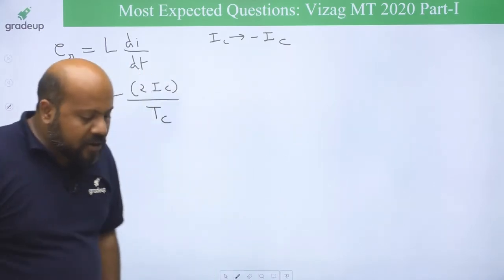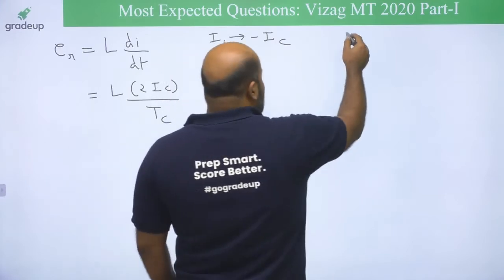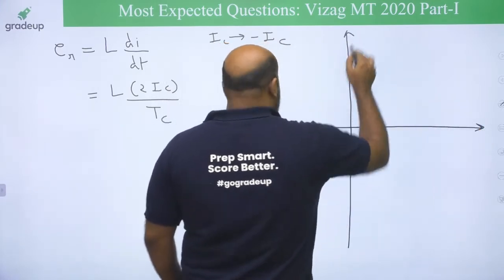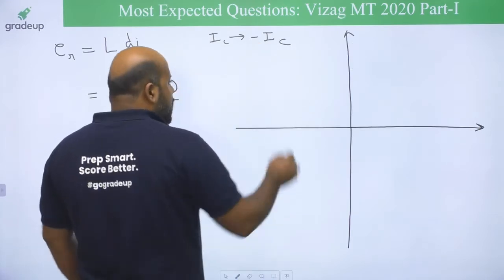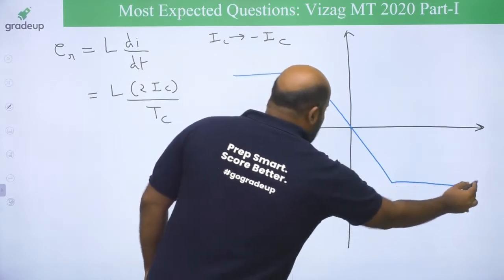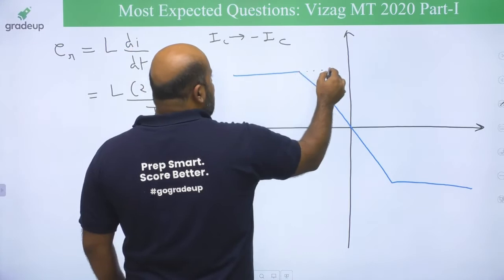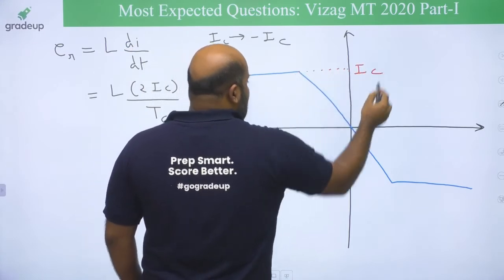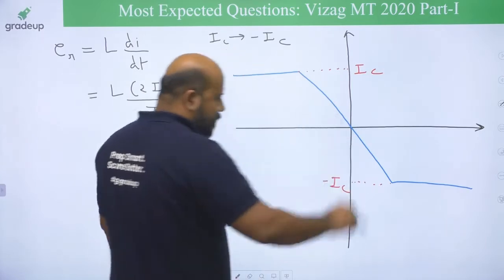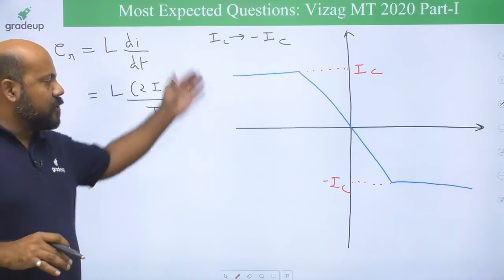Okay, you want to know how it is 2 IC? Arey baba, you haven't understood 2 IC yet? Now, this is going to be plus IC. This is going to be minus IC. Are you getting this much? You understand what is plus IC, minus IC?